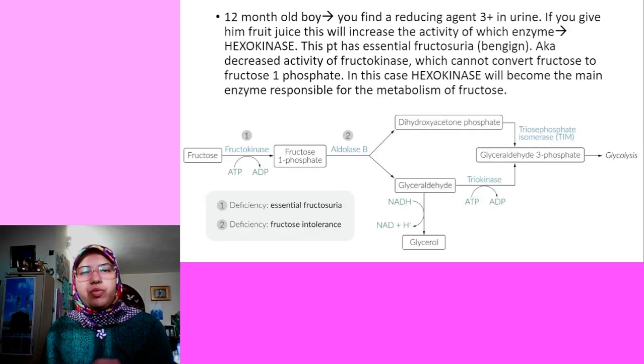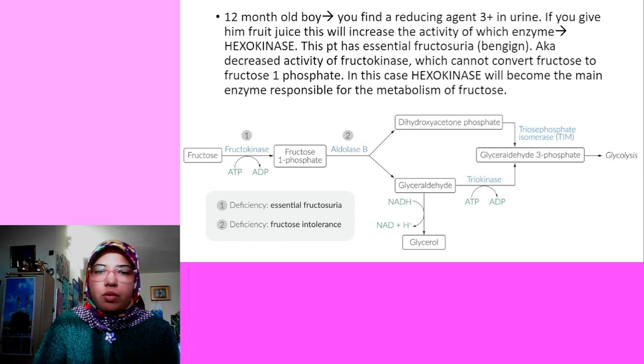A 12-month-old boy, you find a reducing agent 3+ in the urine. If you give him fruit juice, this will increase the activity of which enzyme? So remember, as we said before, this is a case of essential fructosuria. You just found incidentally 3+ reducing agent in the urine. So what are you going to do? In this case, fructose is not able to be converted into fructose 1-phosphate because you don't have fructokinase. But there is another enzyme that can take this function, that is hexokinase. So hexokinase will become the main enzyme responsible for the metabolism of fructose.